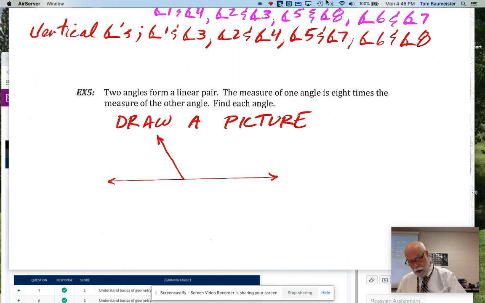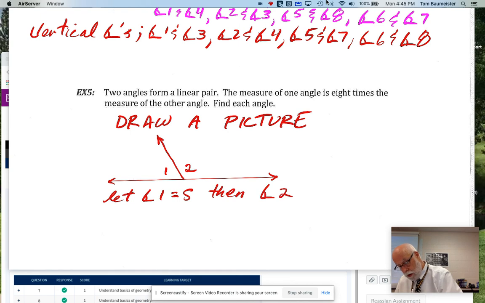Right? And like I told you, I think it's easier to use numbers, so I'm going to call them that. So I'm going to let angle 1 equal some variable. All right? It doesn't matter which variable you use. For some reason, I used S. So if angle 1 is equal to S, then we know that the measure of angle 2 is going to be 8 times S.